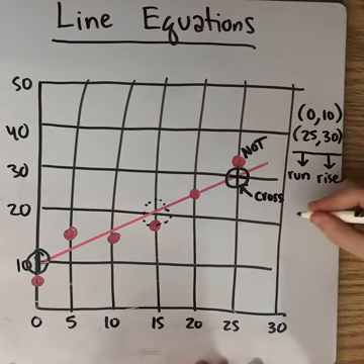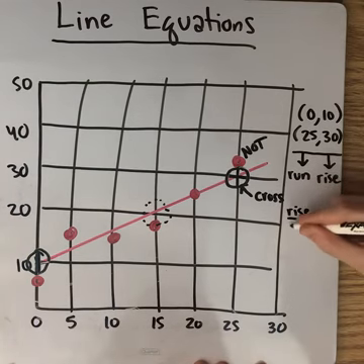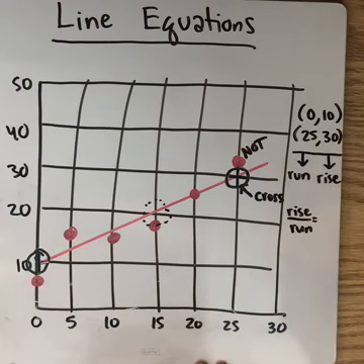To figure out the slope, we do rise over run. So I'm going to ask myself, if I went from 10 to 30, how much did I increase? You can also figure this out by using subtraction, but going from 10 to 30 is an increase of 20. So that's my rise. The x values went from 0 to 25. If you go from 0 to 25 on a number line, that's an increase of 25 units.